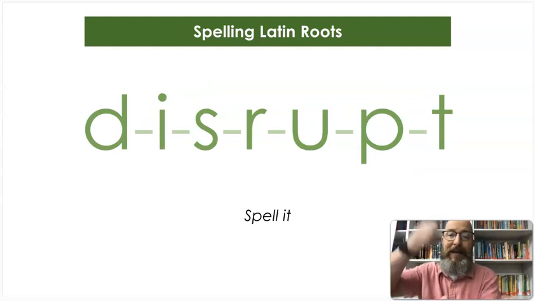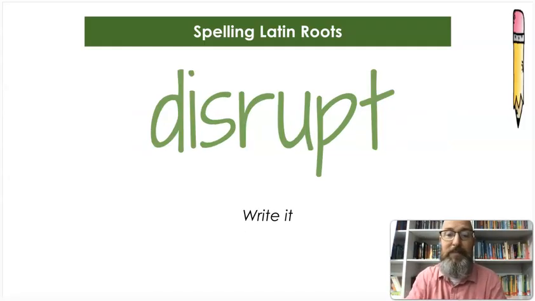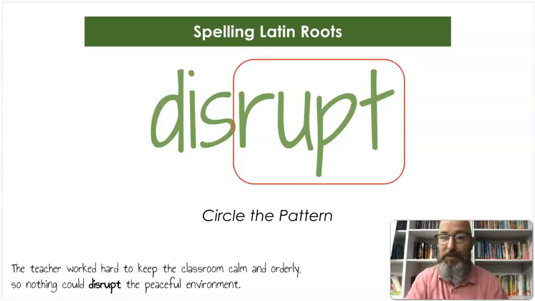Let's spell it. D-I-S-R-U-P-T. Disrupt. Let's write it. D-I-S-R-U-P-T. And we're still going to circle that Latin root, rupt. The teacher worked hard to keep the classroom calm and orderly so nothing could disrupt the peaceful environment.